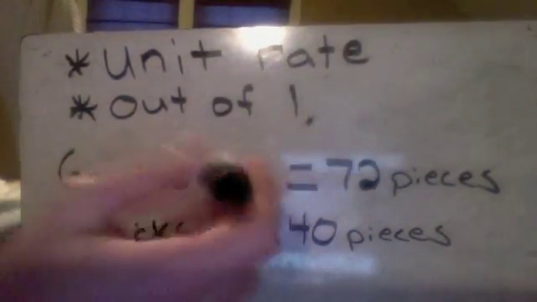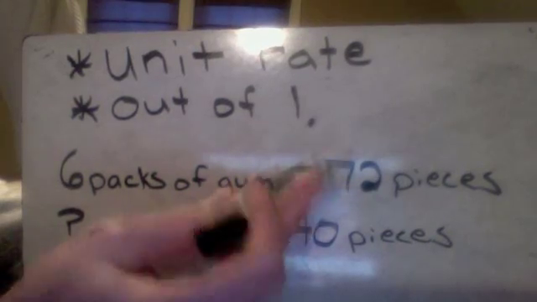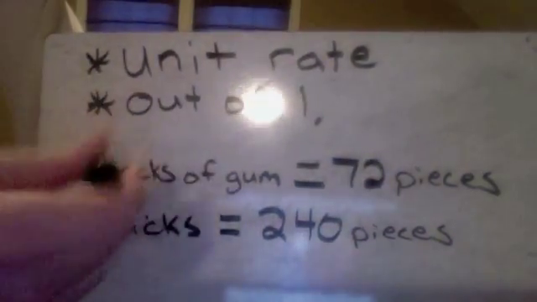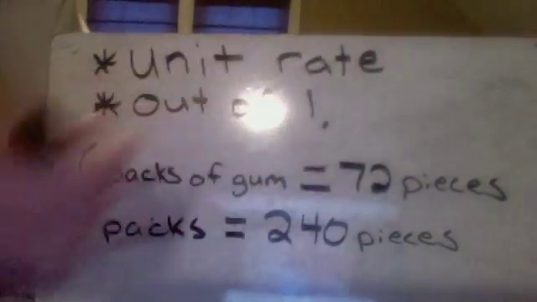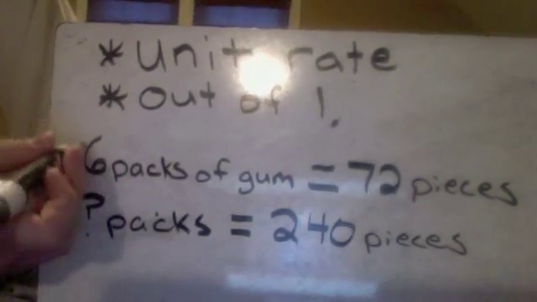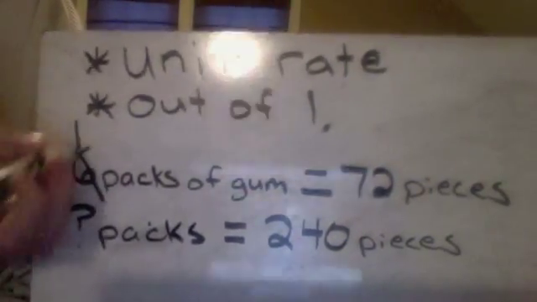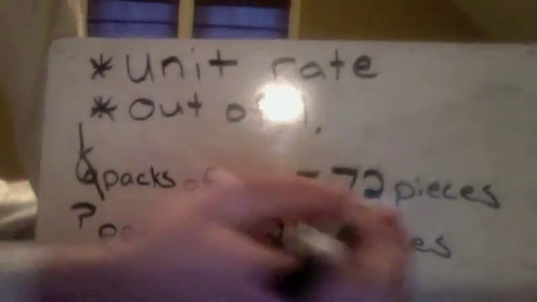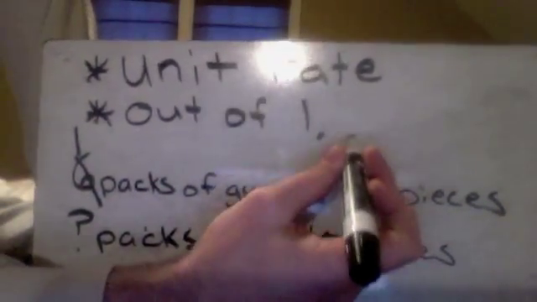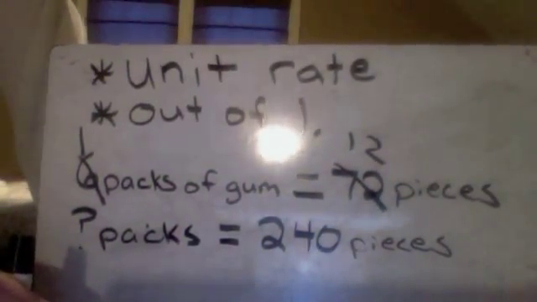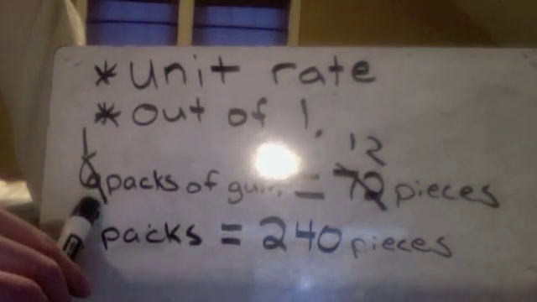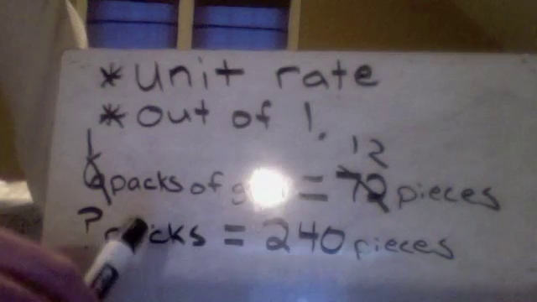So let's take this 6 and 72, because I know that works well, because I know 6 goes into 72. Okay, so if we divide both of these by 6, this is going to be 1, and then 72 divided by 6 is going to be 12. So we're basically left with one pack of gum is 12 pieces.